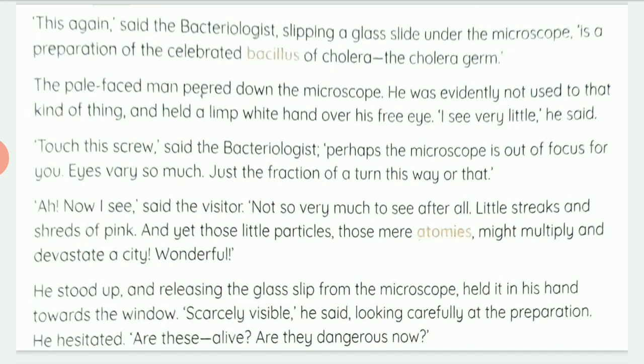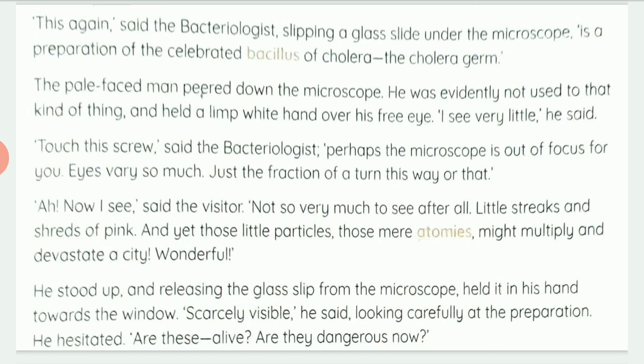"Ah, now I see," said the visitor. So after adjusting the focus, he is now able to see it. "Not so very much to see after all. Little streaks and shreds of pink. And yet those little particles, those mere atomies, might multiply and devastate a city. Wonderful." Now he tells that he is still not able to see it completely, but it is like thin streaks, thin bits of something pink in color. At the same time, he is also explaining the danger or destruction that these atomies, that is these tiny particles, have the potential to cause. They will multiply and they can devastate, that is destroy, the entire city.